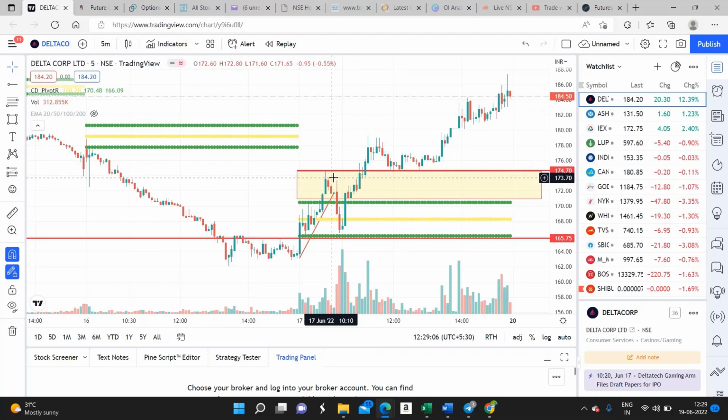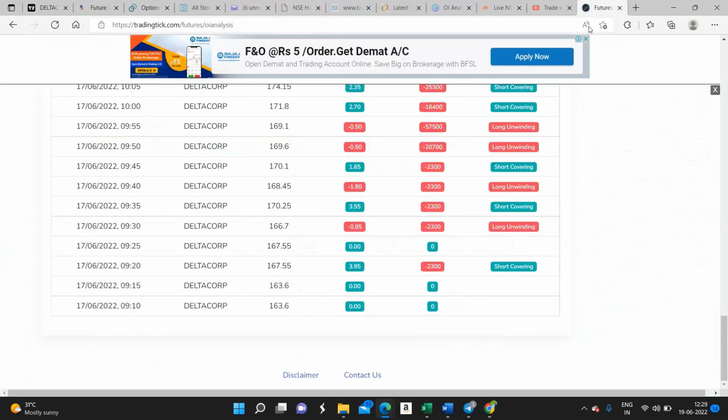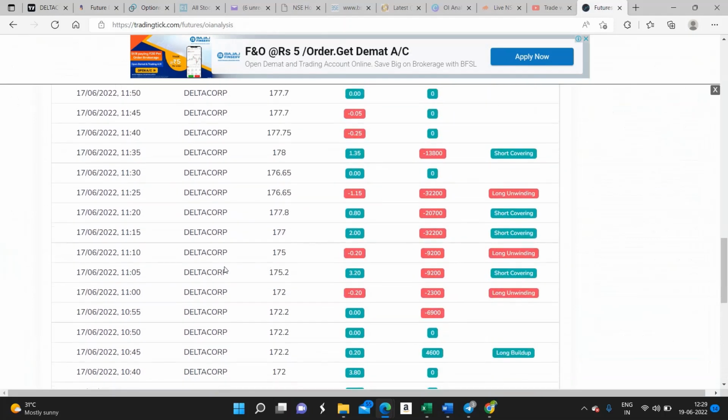So at this time we can check what happened at 11 o'clock, open interest. At 11:15 long unwinding, short covering, short covering. This is also a confirmation that the stock can move higher. So people who took the trade at 10:45 and went long here have booked the profit, long unwinding here or here.